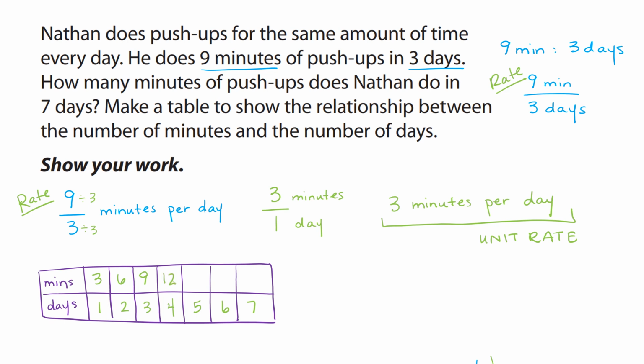5 days will be 5 times as many. 5 times 3 is 15 minutes of push-ups. 6 days will be 6 times as many. 6 times 3 is 18 minutes of push-ups. 7 days will be 7 times as many. 7 times 3 is 21 minutes of push-ups. And finally, our question says, how many minutes of push-ups does Nathan do in 7 days? Well, by finding our unit rate and then creating a table of equivalent rates, we can see that Nathan will do 21 minutes of push-ups in 7 days.